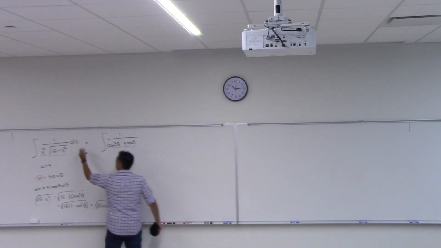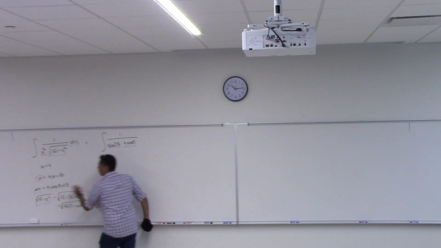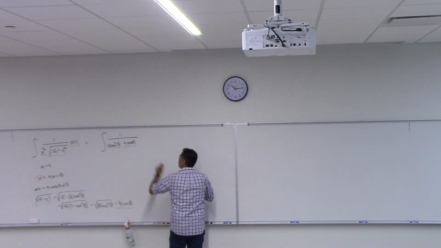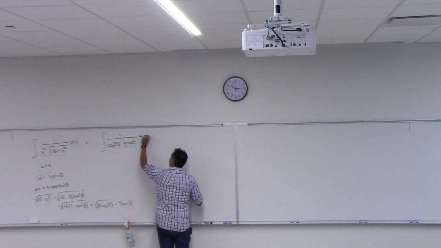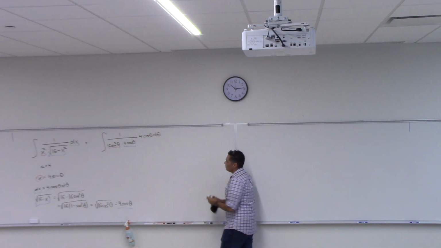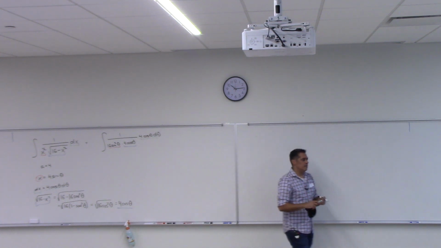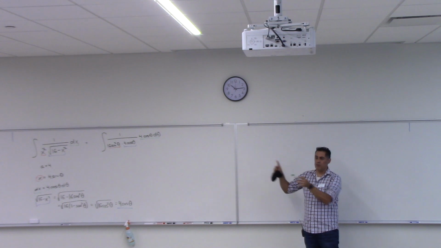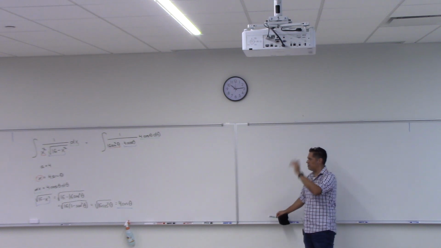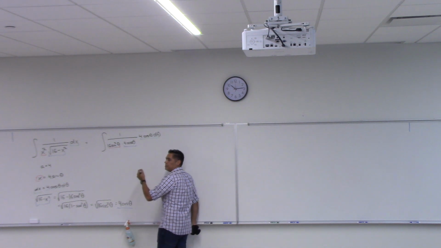dx needs to be replaced with 4 cosine theta d theta. We now have a trig integral, right? It's now an integral with trig functions instead of square roots and stuff. Questions?